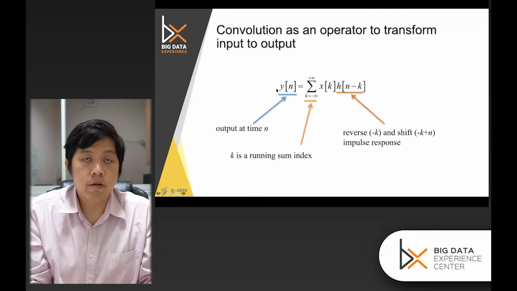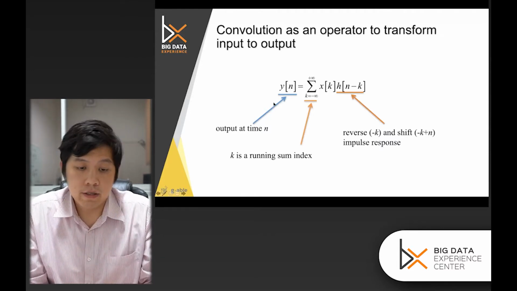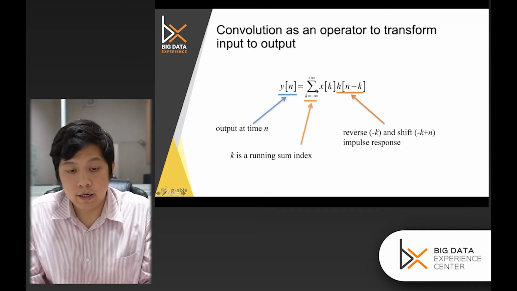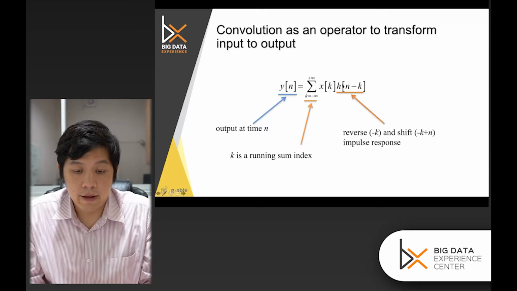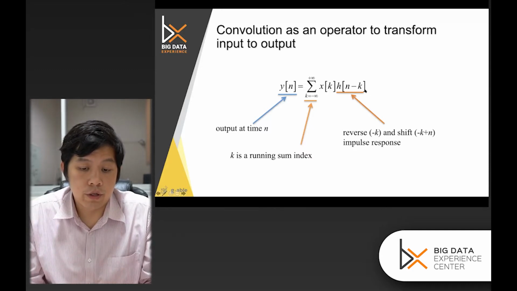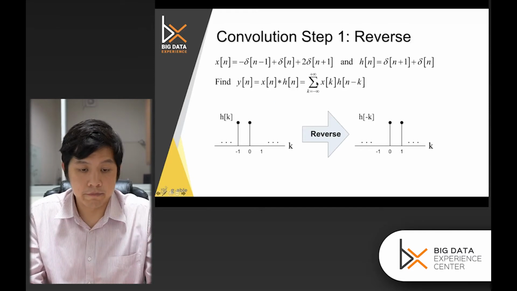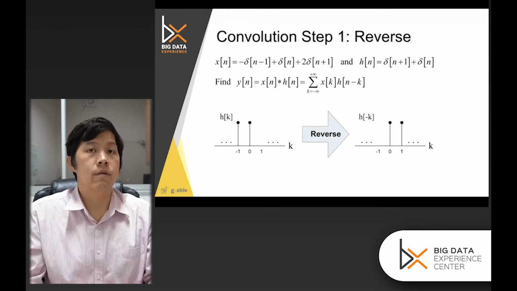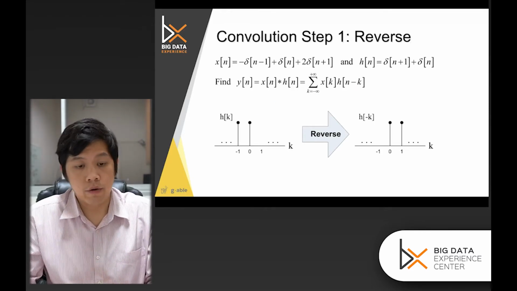The convolution process at each step consists of a running sum, where you aggregate the data together at time n. This is the result of reversing, minus k here, and then shifting by n here, and then multiplying with the signal, and then summing over all k, over all time. Okay. Now let's take a look at how it works in calculation.